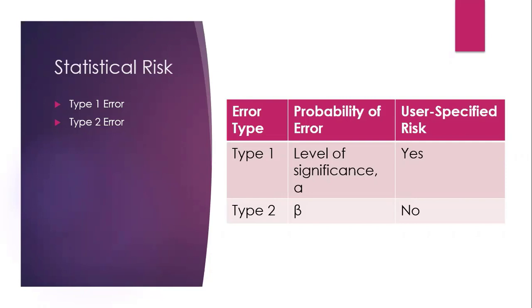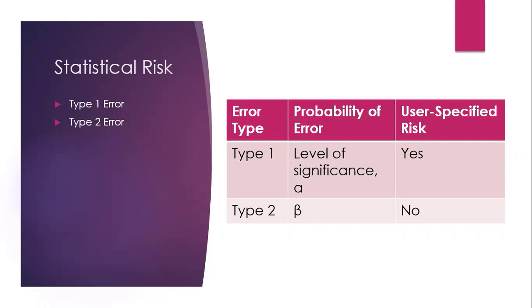The second type of statistical risk is the type 2 error. Imagine again that you've gone to CVS and you've picked up your test and you get a false negative. You actually have the illness, but that testing unit missed it. That would be an example of a type 2 error. The probability of a type 2 error is always represented in statistics by the Greek letter beta.